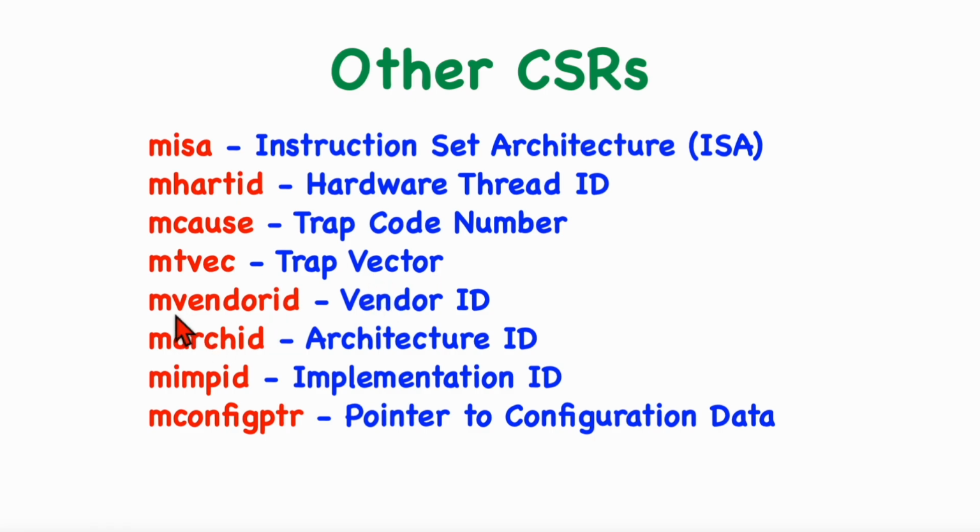And then vendor ID, architecture ID, and implementation ID all give more specific information about the core and its capabilities. And finally, the configuration pointer, which points to some information about the platform and the system as a whole. And as you can see from the fact that these all begin with the letter M, they are accessible only when running in machine mode.